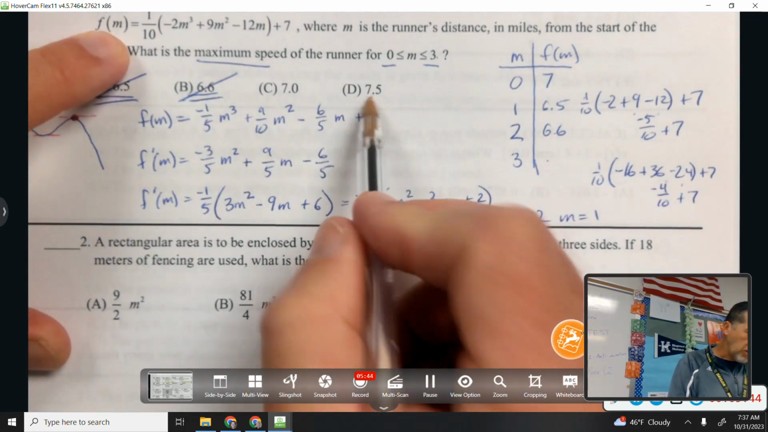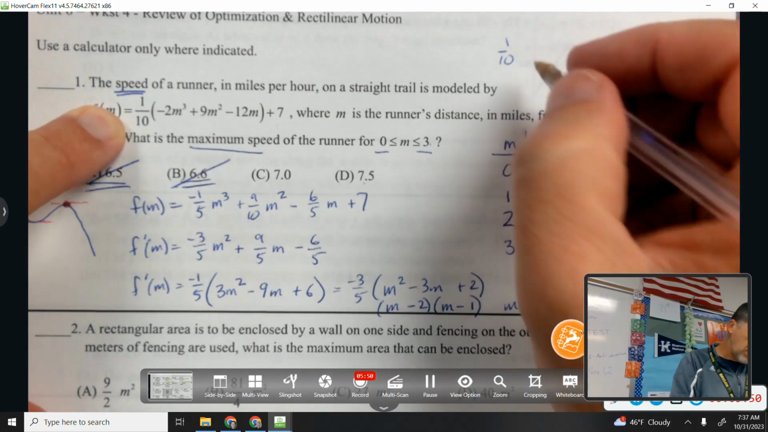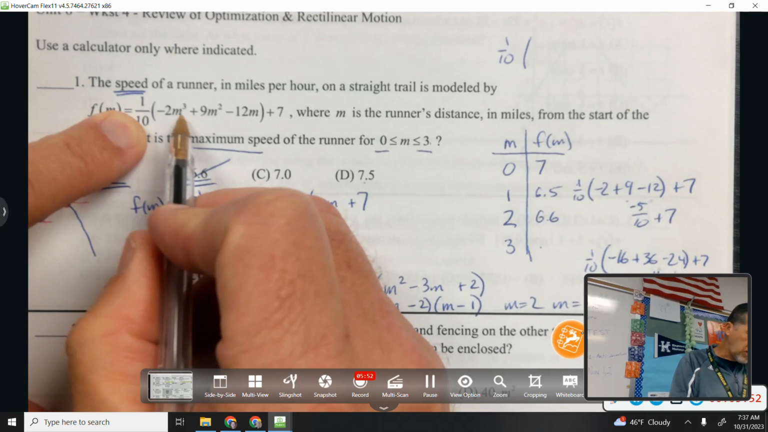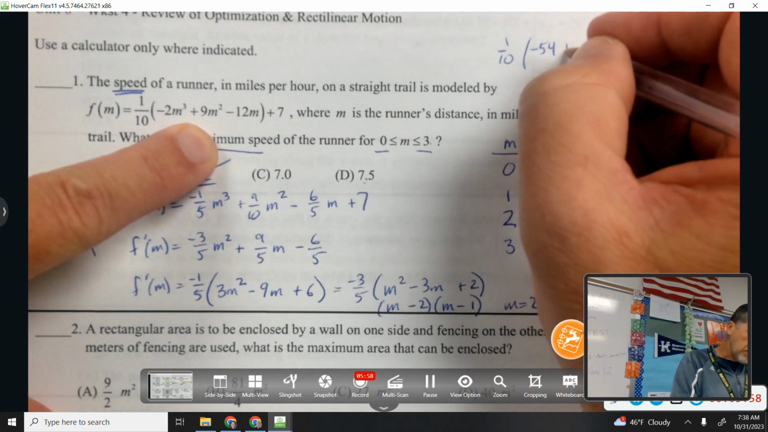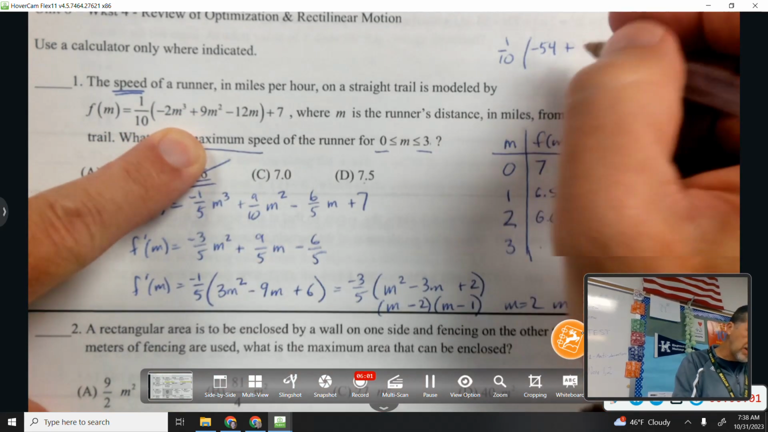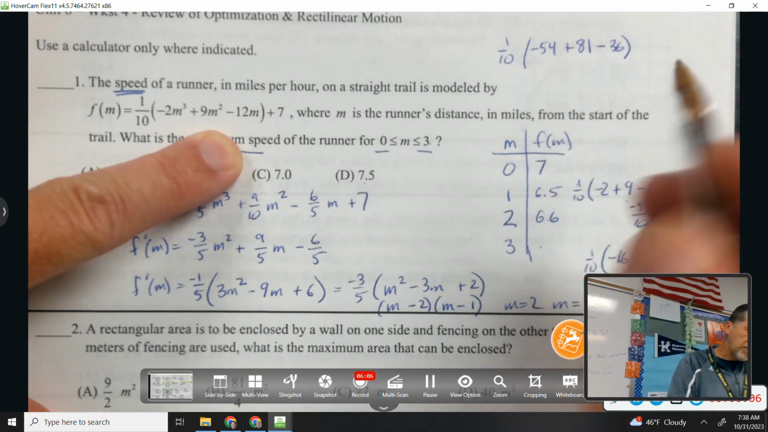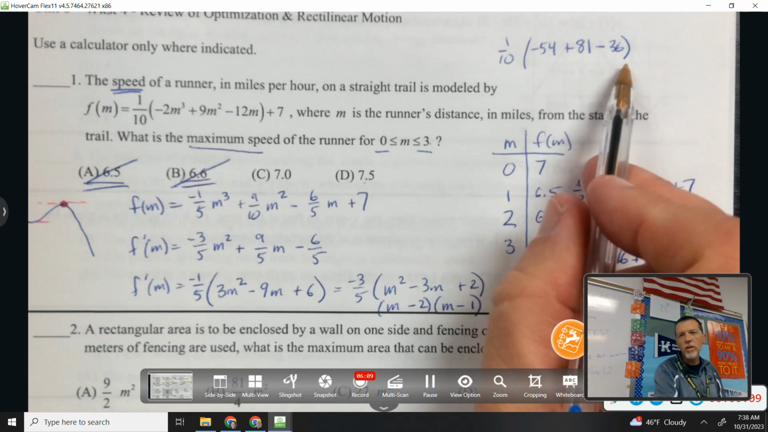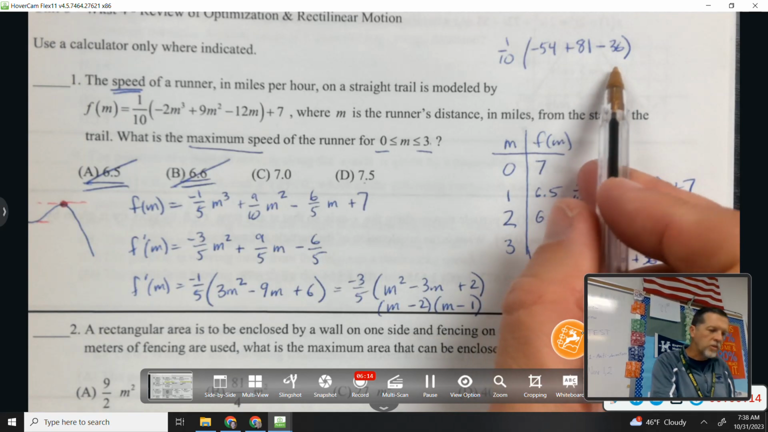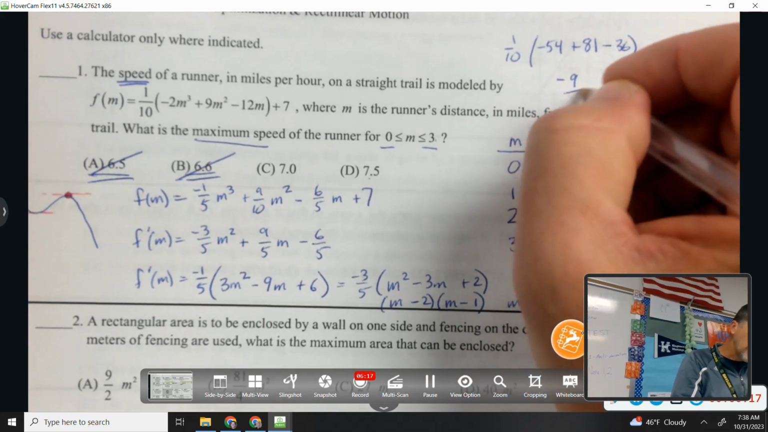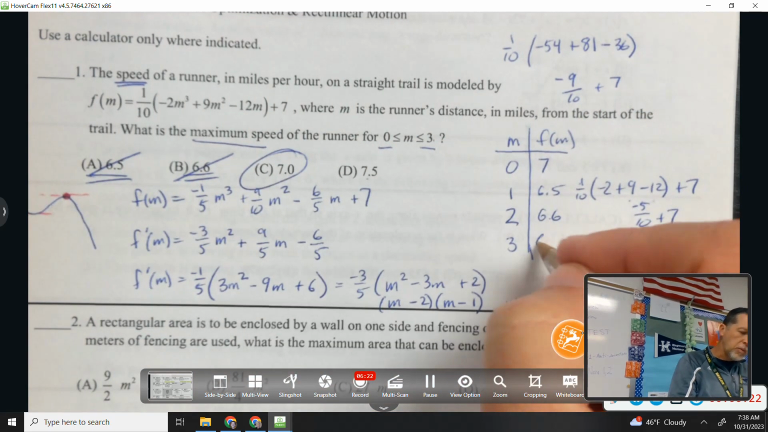And then I check 3. Wonder if it's going to be 7.5. Who knows? 1/10. 3 cubed is 27. Times 2 is 54. Plus 9 times 9 is 81. Minus 12 times 3 is 36. Let's see. 54 and 36 make 90. So negative 90 plus 81 is negative 9. Negative 9/10 plus 7 is 6.1.